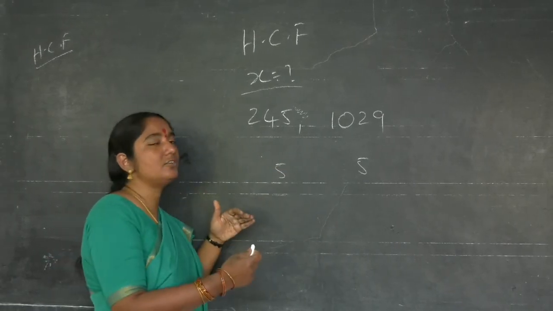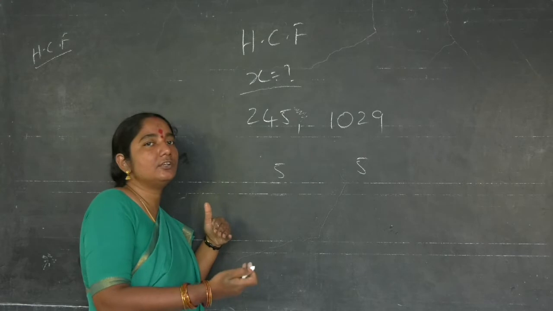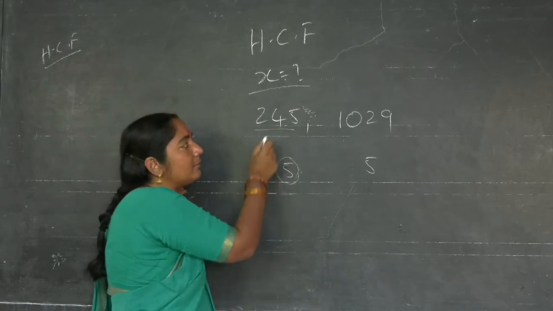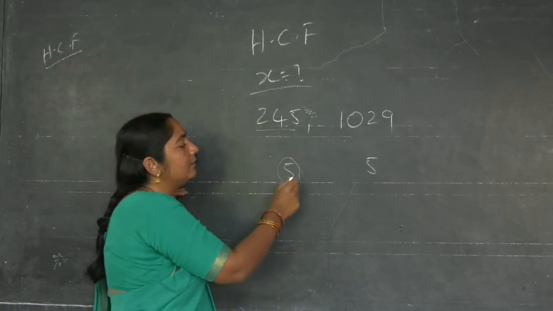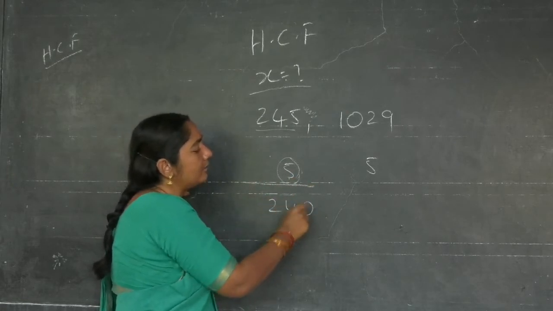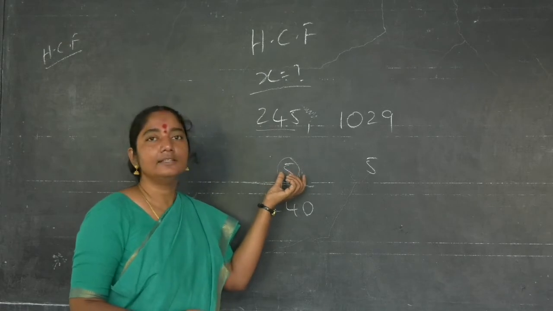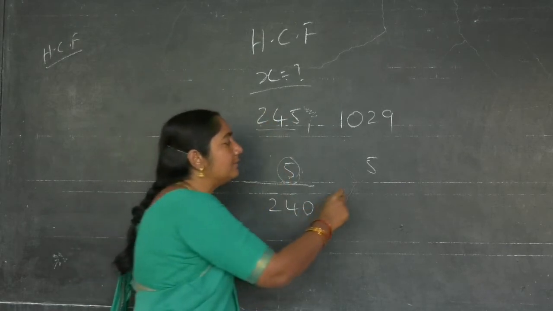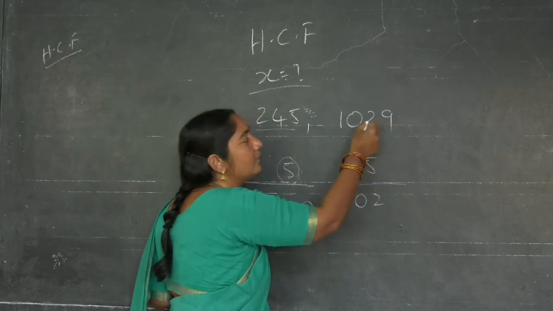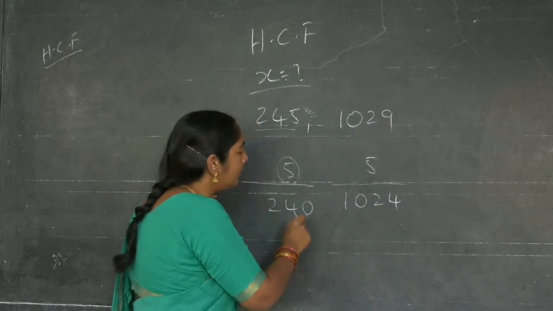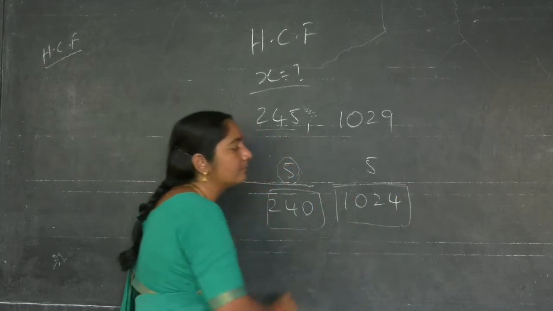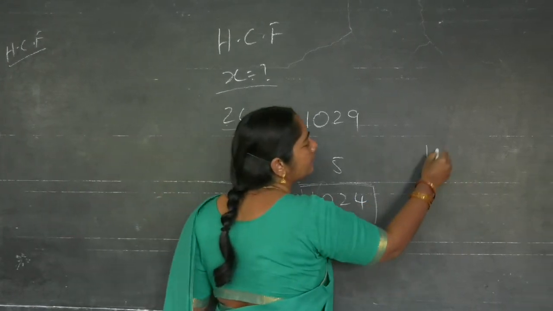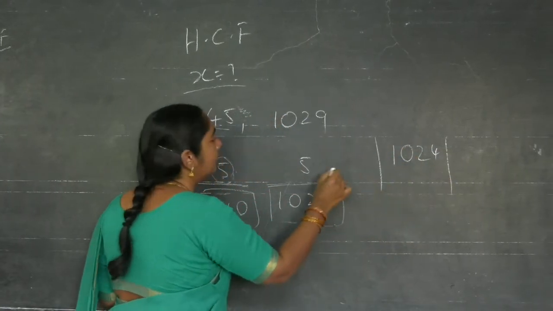So when that is a situation, better to make an easy situation to convert, we have to remove this 5 from the given number. Subtract this 5 from the given number. So 245 minus 5 is how much? 240. Because the exact number is 240, because we have to get the remainder 5. So I am trying to remove that remainder from the number. In the same way here also, 1029 minus 5 is 1024. So now we have to find out the HCF of these two numbers. Now consider these two numbers, 1024 and 240.